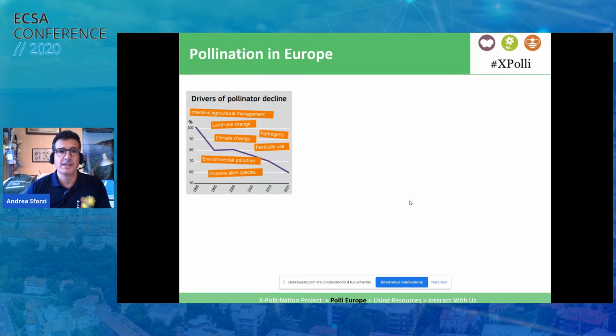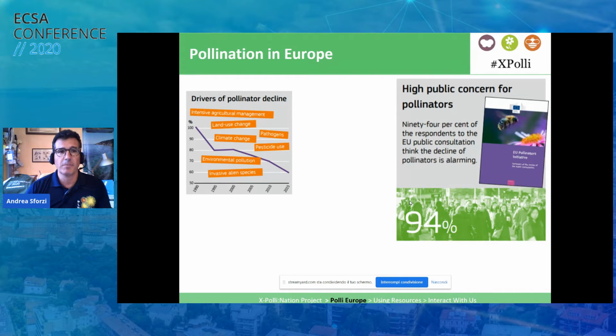This topic has already reached a considerable level of public awareness. About 94% of the respondents to the EU public consultation on this subject think that the decline of pollinators is alarming. In recent years, the EU has put in place a range of measures beneficial to pollinators, such as the protection of their natural habitats, support for beekeeping, and restriction to the use of pesticides harmful to bees. Yet, these measures have not been sufficient to safeguard pollinators.